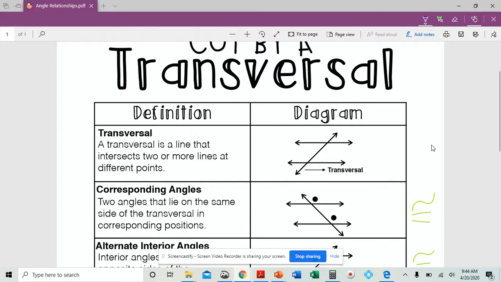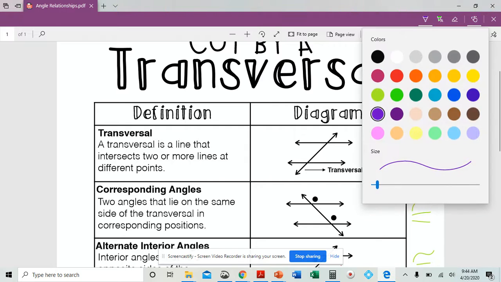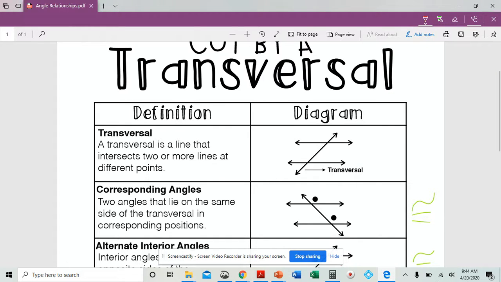This is a visual representation of how a transversal, when it cuts a pair of parallel lines, forms angles in a relationship to one another. So I guess the first thing that we need to talk about are parallel lines. Those are two lines that go on and on forever, and they never intersect each other.